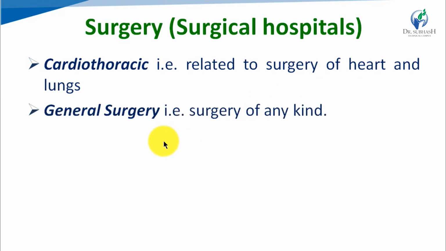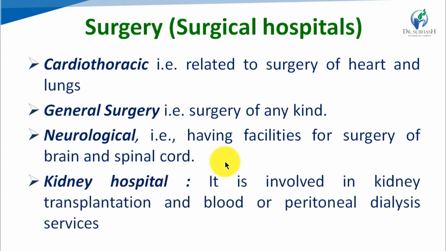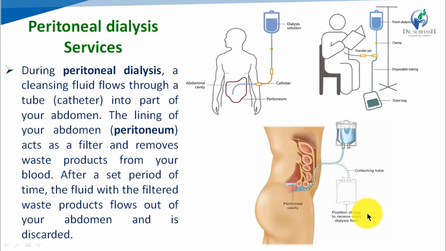Then general surgery, for example surgery of any kind. Then neurological, having the facility for surgery of brain and spinal cord. Then the kidney hospital, which is involved in kidney transplantation and blood or peritoneal dialysis services. Such a kidney hospital should have the facility for transplantation and also for dialysis services. Here is one different word, peritoneal dialysis services. We will see what peritoneal dialysis service is.